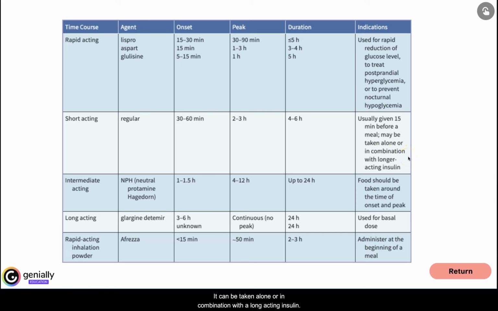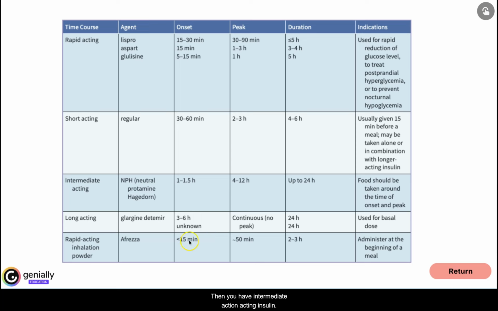It can be taken alone or in combination with a long-acting insulin. For example, a patient might be given short-acting regular insulin, say 3 times a day, 15 minutes before meals. And then they could be given a long-acting basal insulin, as we talked about, at night before they go to bed, or once a day in the morning. It just depends on the patient's glycemic control, how well their diabetes is managed.